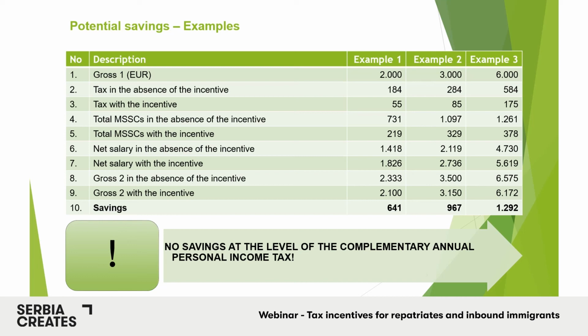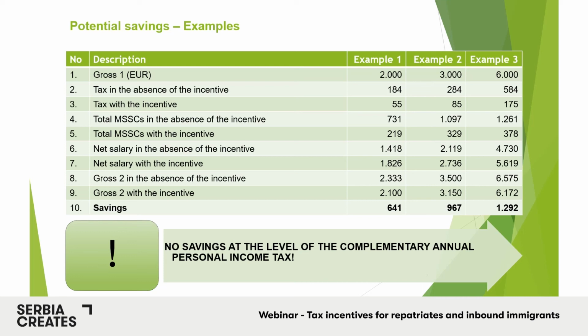For a salary of 6,000 euros, without the incentive, the net amount received by the employee would be 4,730 euros, and your total cost would be 75 euros, while with the incentive, the net of the employee rises to 5,619 euros, while the total cost to the employer drops to 6,172 euros, a total saving of close to 1,300 euros per month.